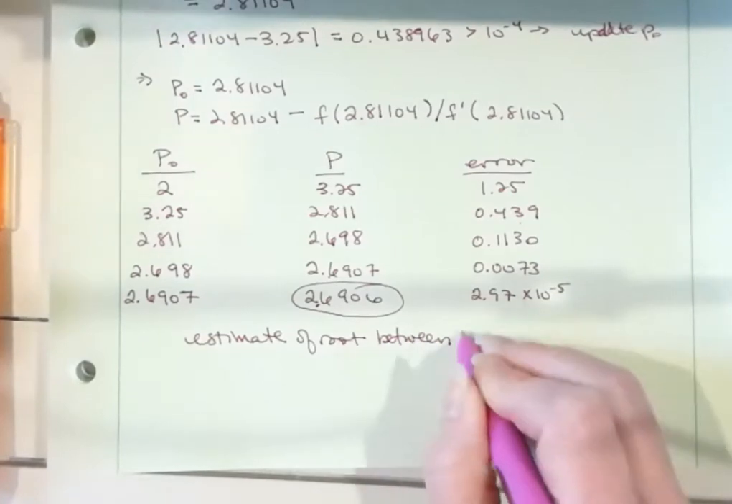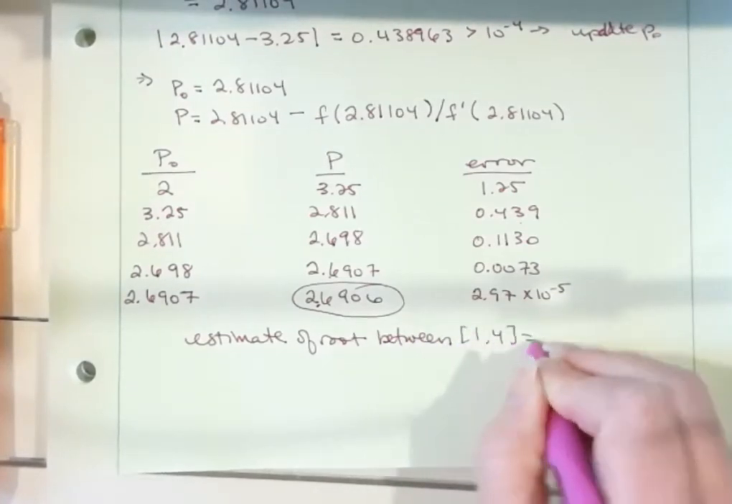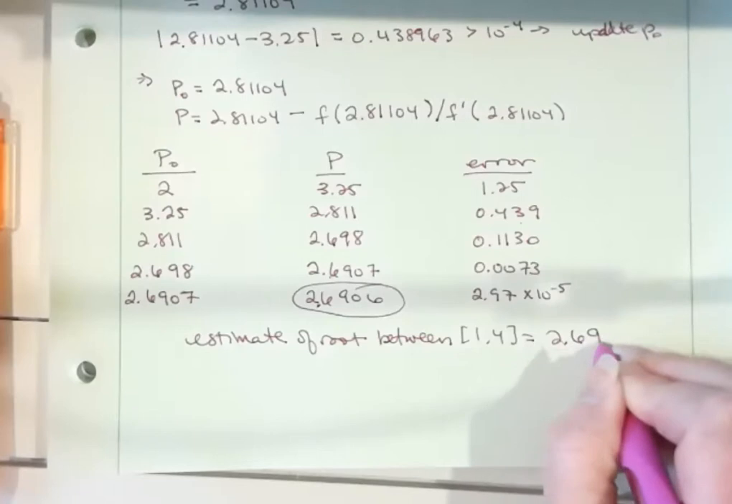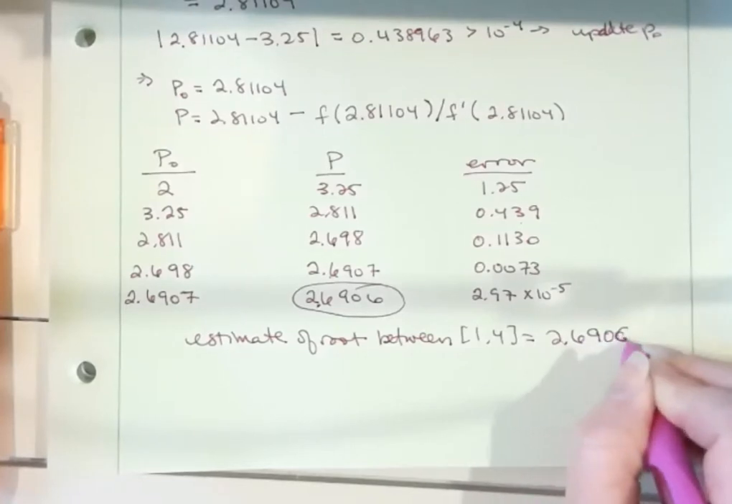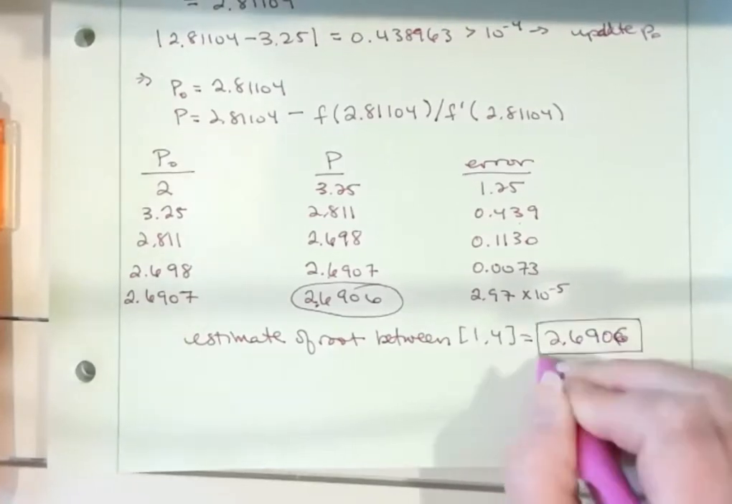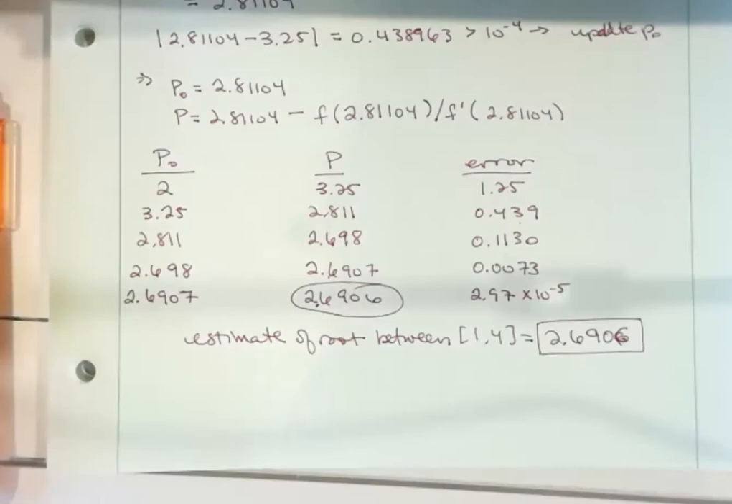So let's write that down. So we have 2.6906. So that's our estimate. All right.